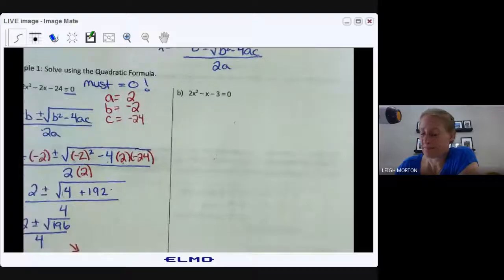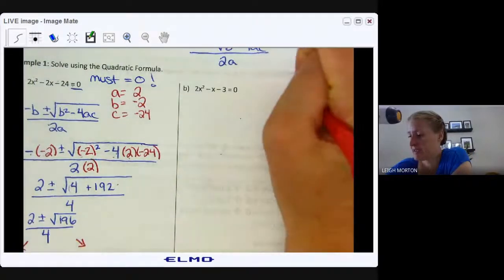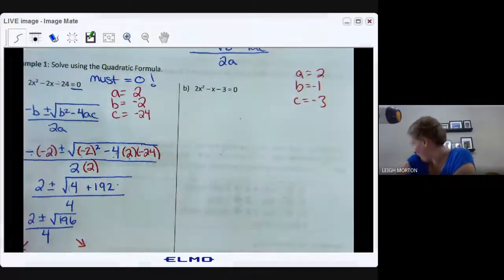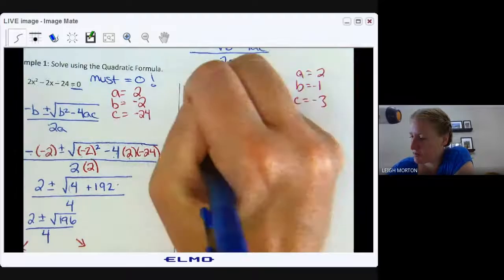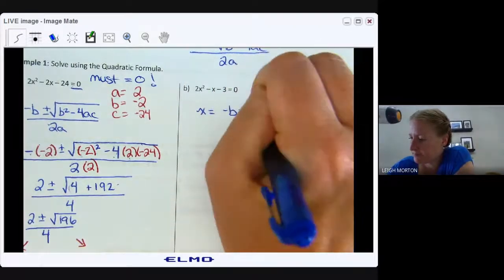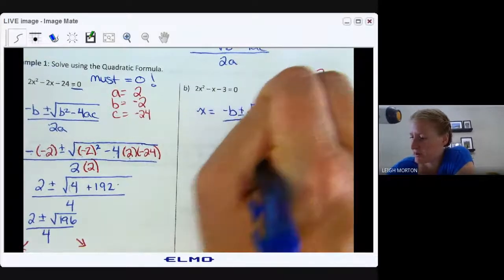Here I go. I'm going to write out my A is 2, B is negative 1, C is negative 3. Start with my full quadratic formula. And I'm going to start subbing in.